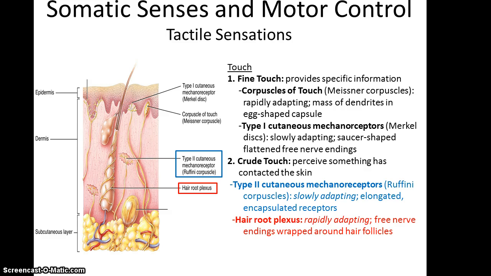Versus the hair root plexus, which is seen here, where again you have nerve endings, in this case wrapped around the hair follicles. And when something causes that hair to move, say a breeze or a mosquito landing on your leg, you get a rapid signal saying, yes, something's touching you here, and then it stops.